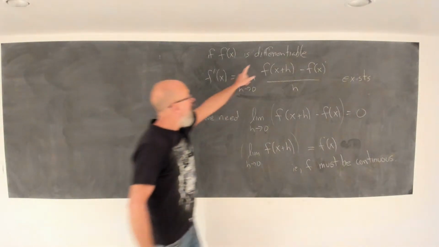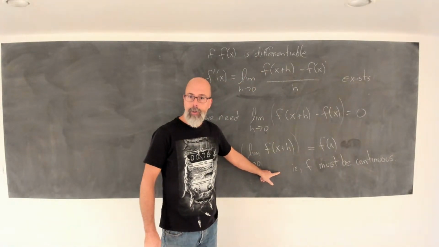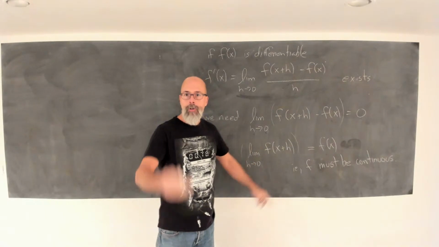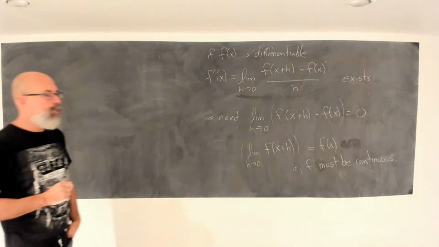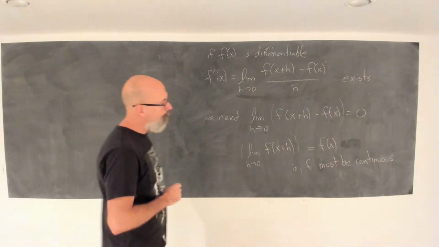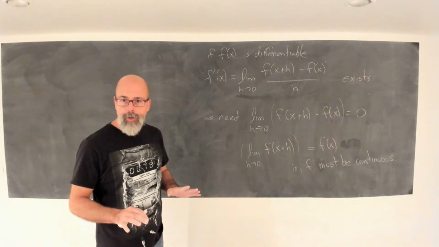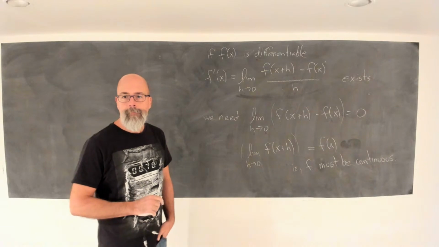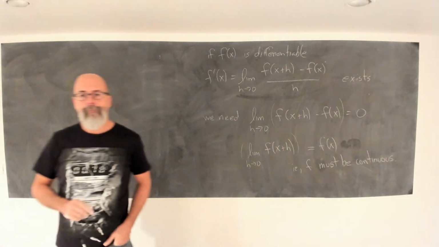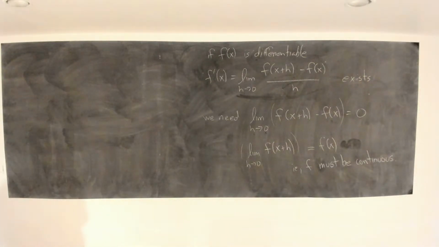Right, so what are we saying? If the function is differentiable, it had to be continuous to begin with. So this is a very nice observation. So immediately, if your function is not continuous, it cannot be differentiable. Questions here?